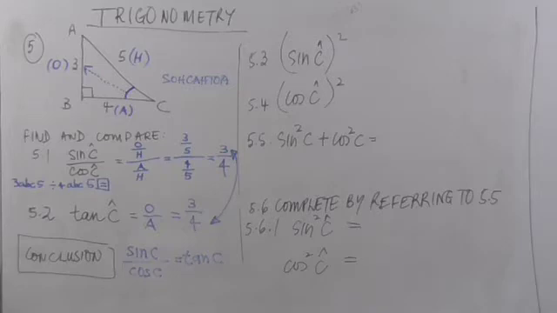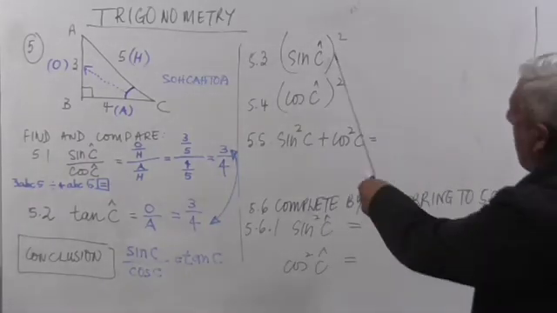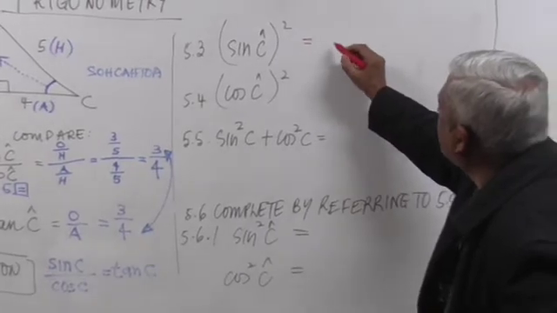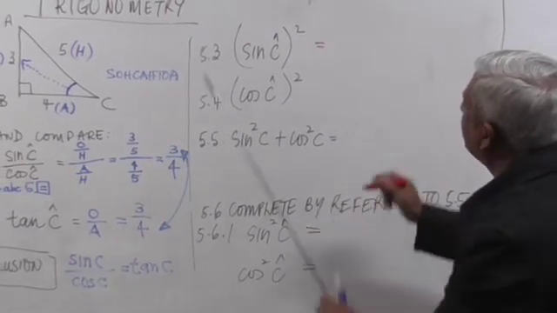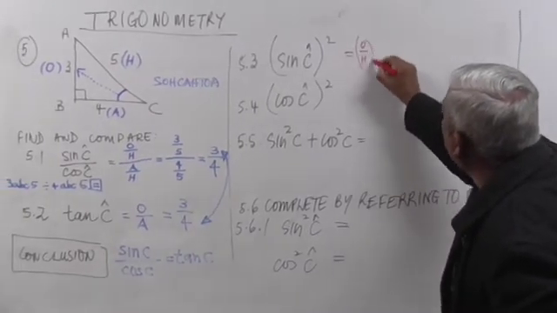Now let's get on to the other side. On this side, you have sine C all squared. So firstly, you've got to find sine C. We already have sine C here, which is 3 over 5. Let's do it step by step. Sine C is O over H, so it will be O over H all squared.